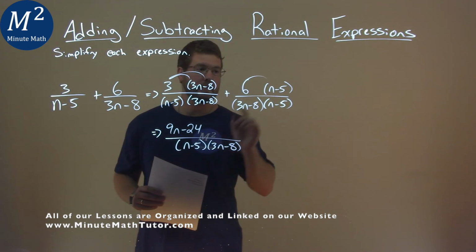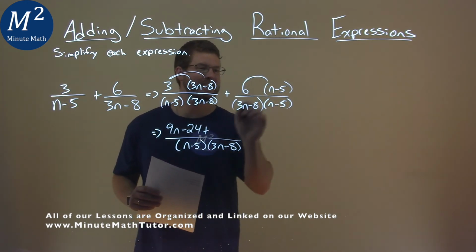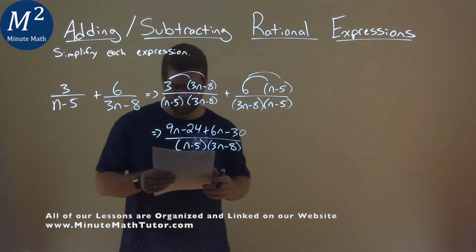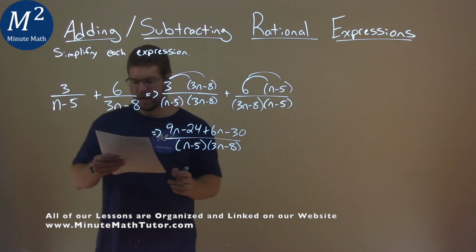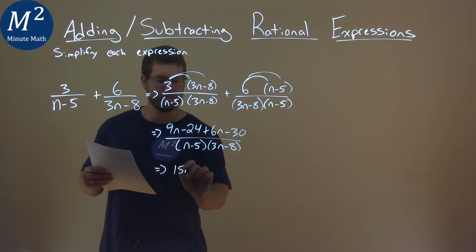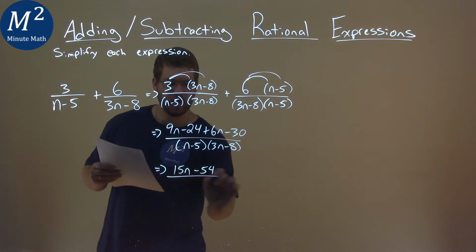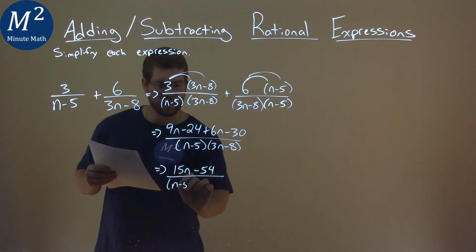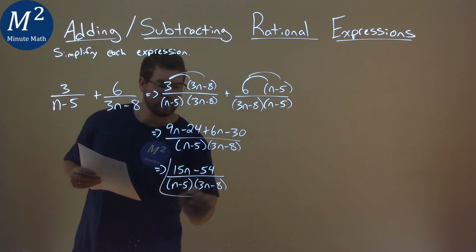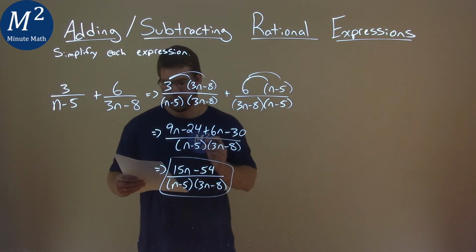Same thing with the 6. 6 times n is 6n, and 6 times minus 5 is minus 30. So there we want to combine our like terms here. 9n and 6n is 15n, and then negative 24 minus 30 is negative 54. All of that is going to be over n minus 5 times 3n minus 8. This cannot simplify anymore, and so our final answer here is 15n minus 54 over n minus 5 times 3n minus 8.